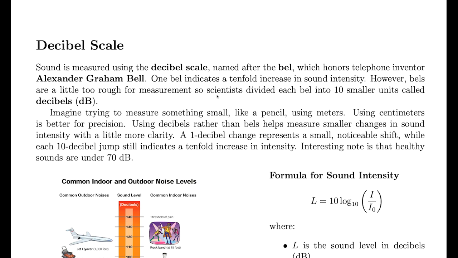I think it makes more sense, and we can tell more differences if we said, okay, well, the pencil is 12 centimeters, because we have a better sense of centimeters. And I think that's the same way. To make better sense, scientists decided to divide each bell into 10 smaller units called decibels. And I have a little diagram here that we can show.